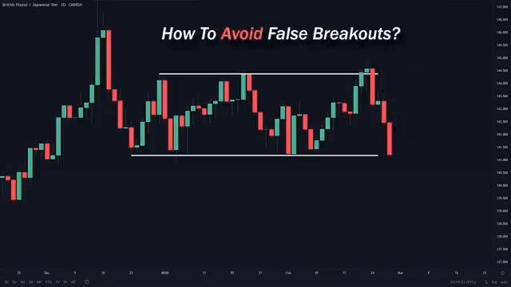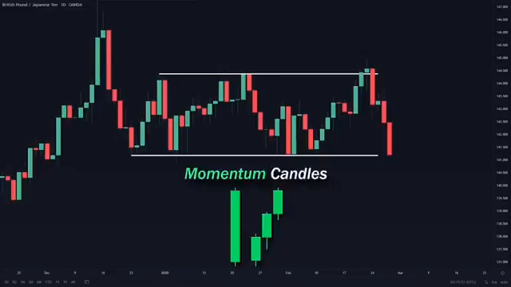And so, how do we avoid these false breakouts? Well, a simple trick that I like to use to avoid false breakouts is by looking for momentum candles at the breakout. A momentum candle could be in a form of a big candle or multiple medium-sized candles. Let me show you an example.